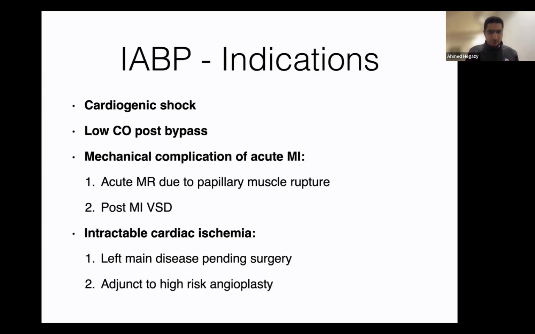So let's go back to our list of indications here. We mentioned intractable cardiac ischemia. We mentioned left main disease pending surgery, and adjunct to high-risk angioplasty.